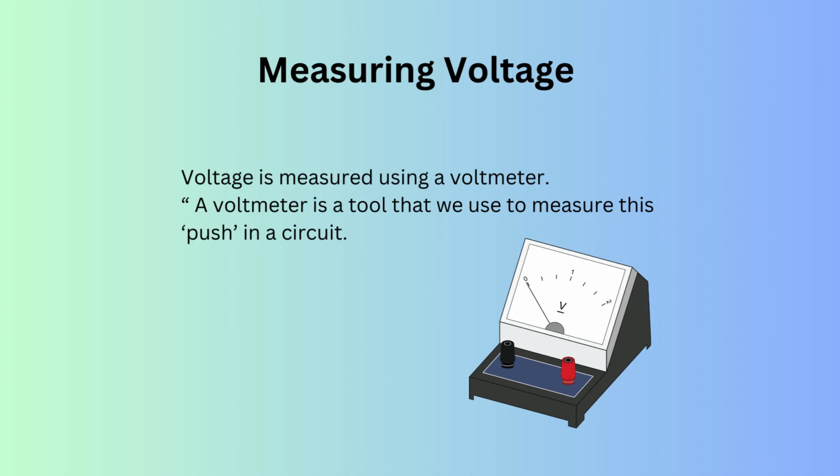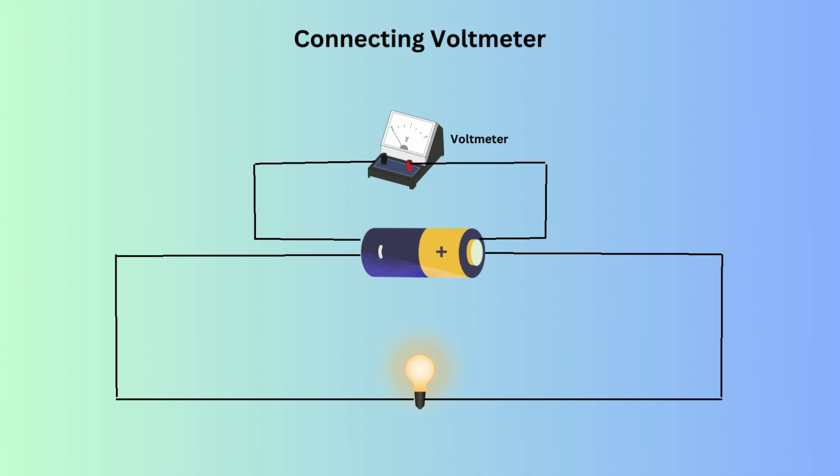Now measuring voltage. How to measure the voltage? As you already know, voltage is like the push that makes electric charges move through the circuit. Now, how to measure the voltage? To measure voltage, we use a device called a voltmeter. Unlike an ammeter, a voltmeter is connected across the component whose voltage you want to measure.